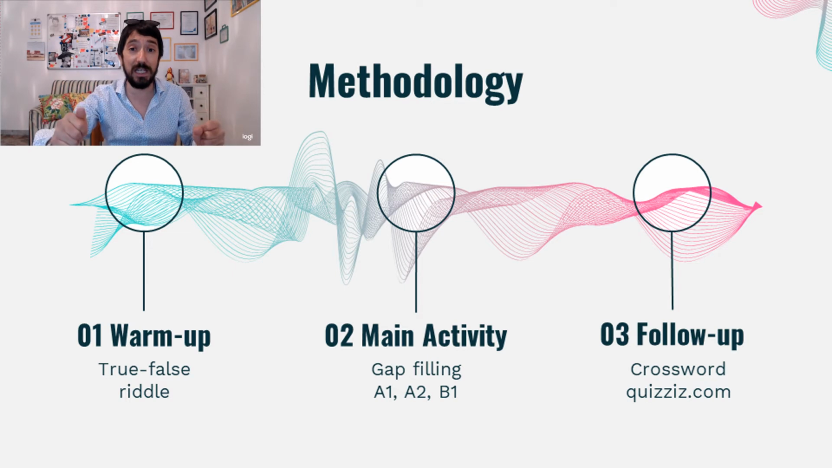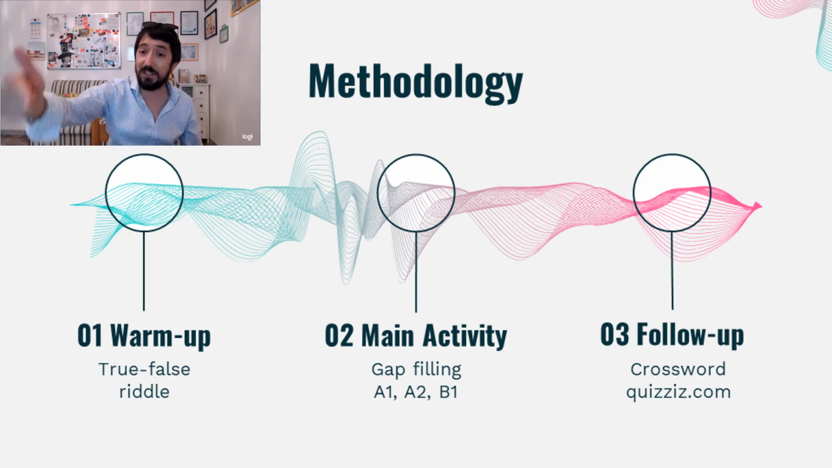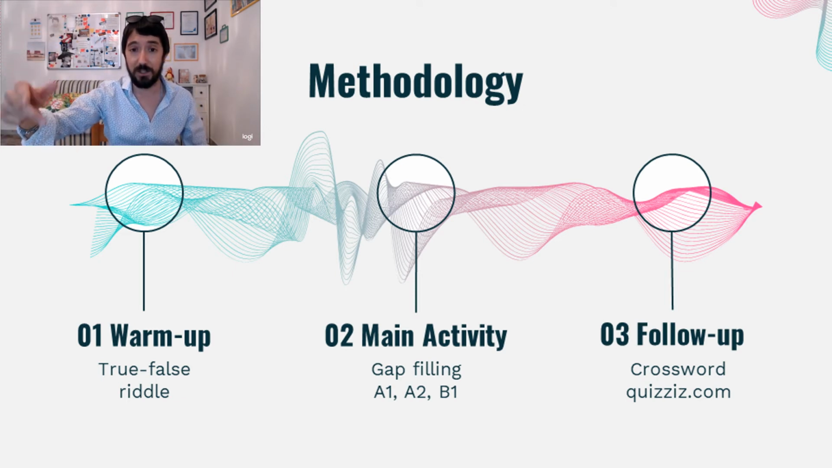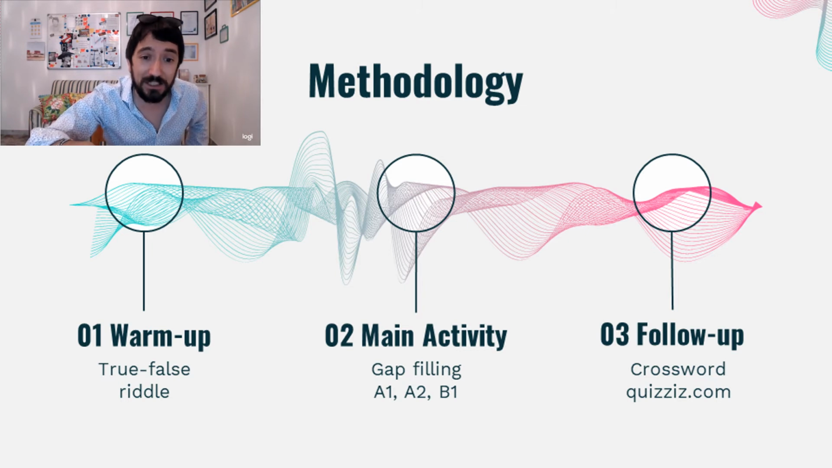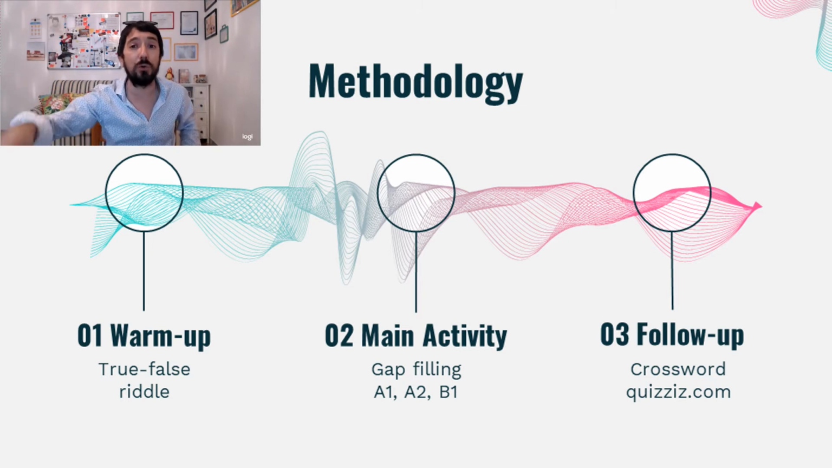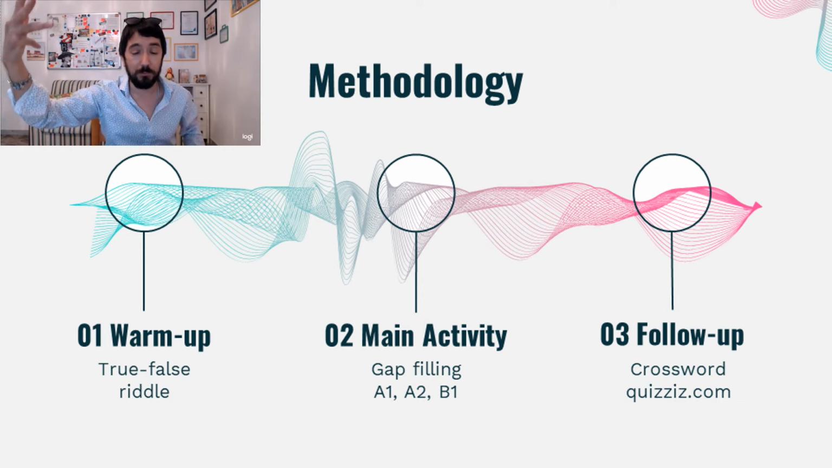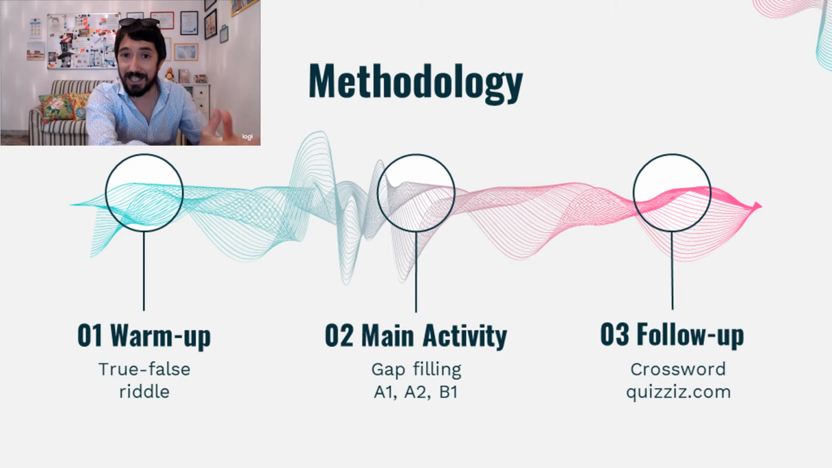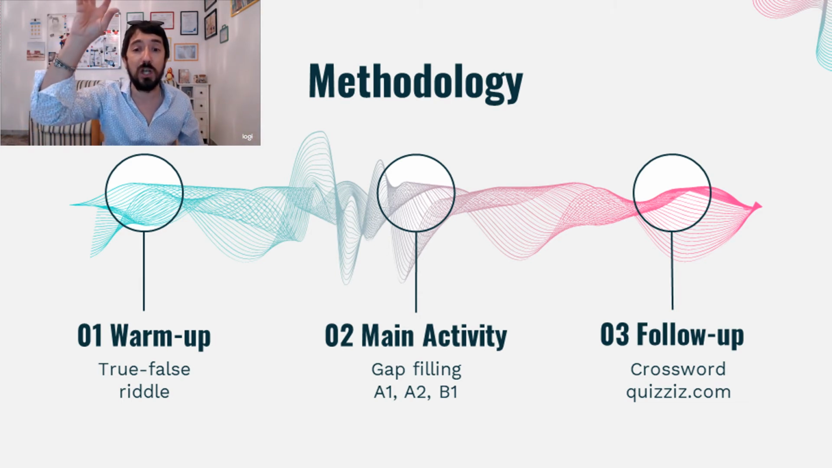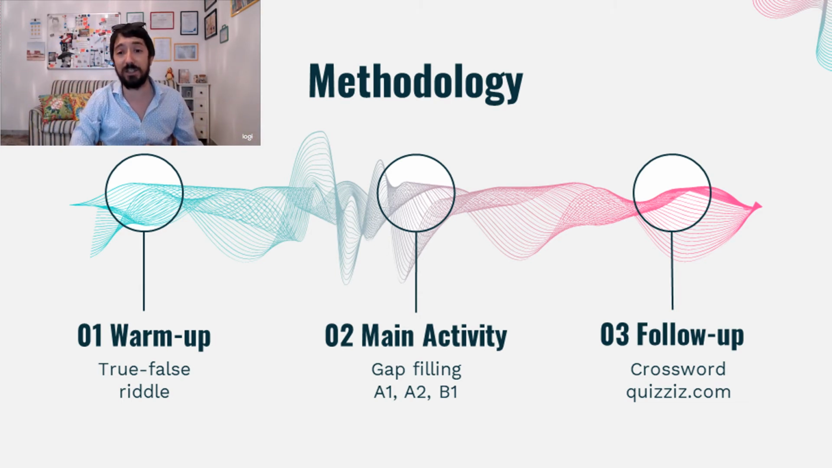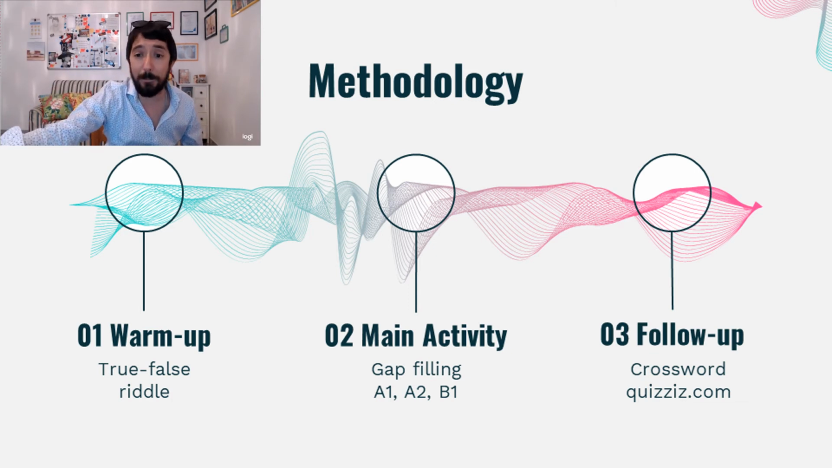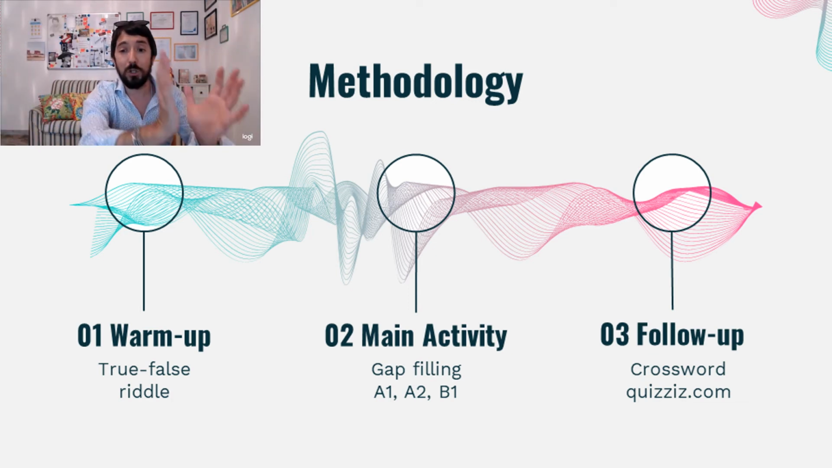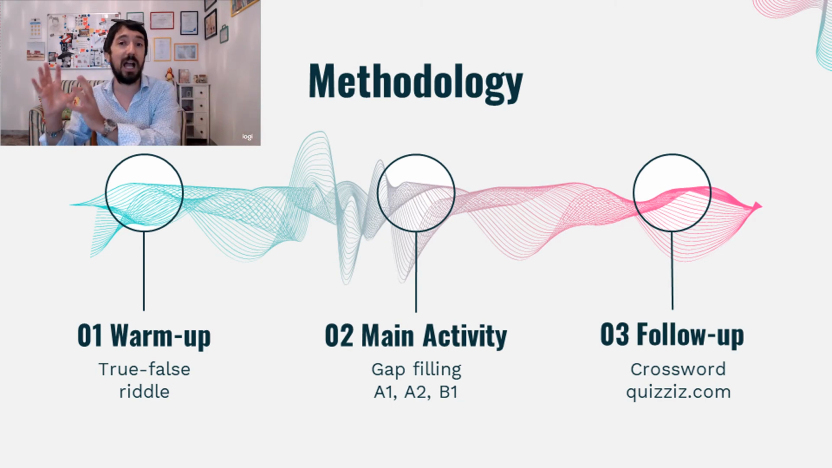About methodology now. The methodology was to use a warm-up activity, a main activity, and a follow-up activity. The Italian warm-up activity was a true-false riddle. Both main activities in Italian and English was a gut feel activity. And then we had a follow-up activity, which is crossword and a quiz.